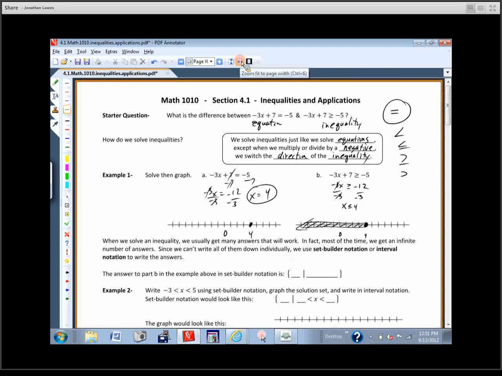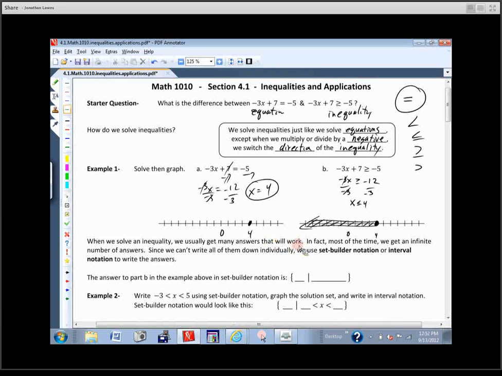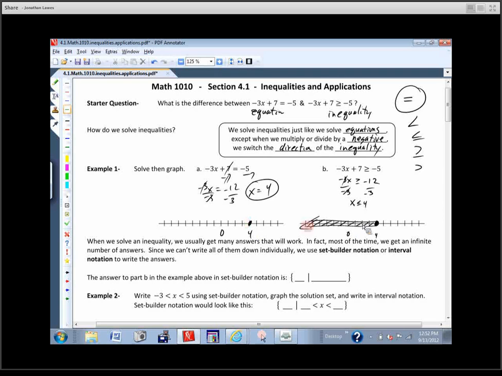Okay, so next one. It says when we solve an inequality, we usually get many answers that will work. That's the difference between the two of these. Here, only one answer works. Only one answer can you plug in and make the equation true. And here, anything you want to plug in that's less than 4, if you plug it in here, this expression will be bigger than -5. Okay?